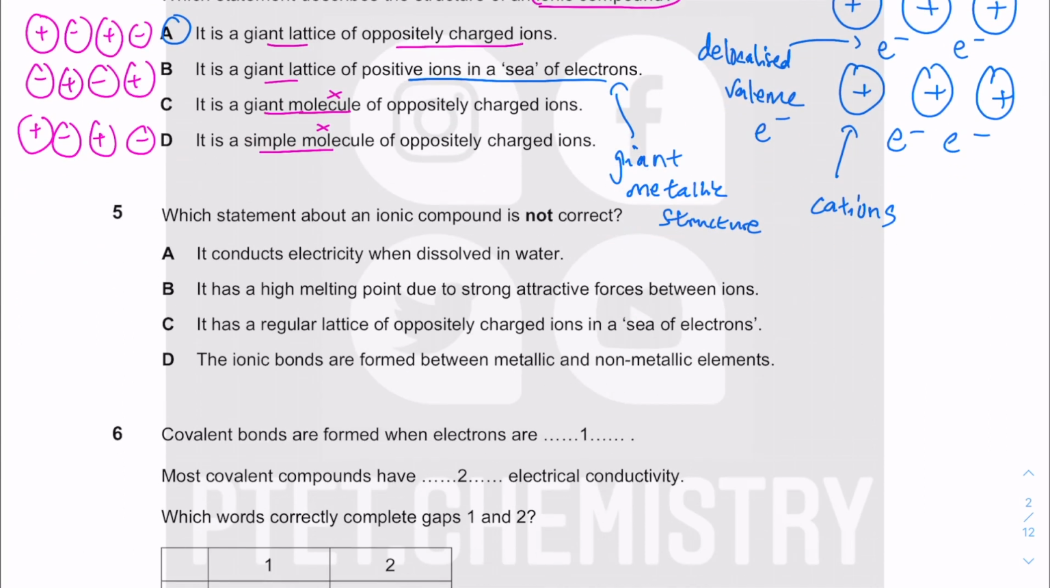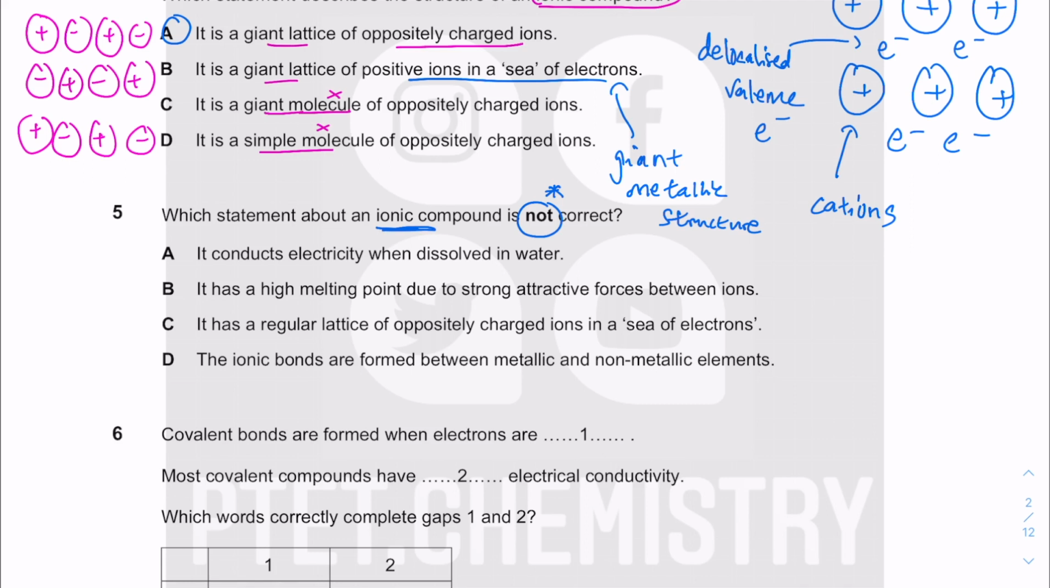Question 5, so we're looking for the statement about an ionic compound that is not correct. Always circle and underline. Appreciate the question not just by reading it 2 or 3 times, but by taking action. This is all exam skills, and if you don't have very good exam skills, you should try and improve them. Otherwise, the same thing will repeat itself, and you will be reliving your worst nightmare again and again.